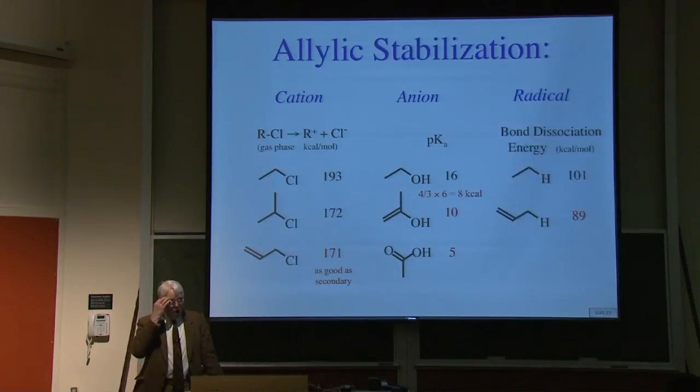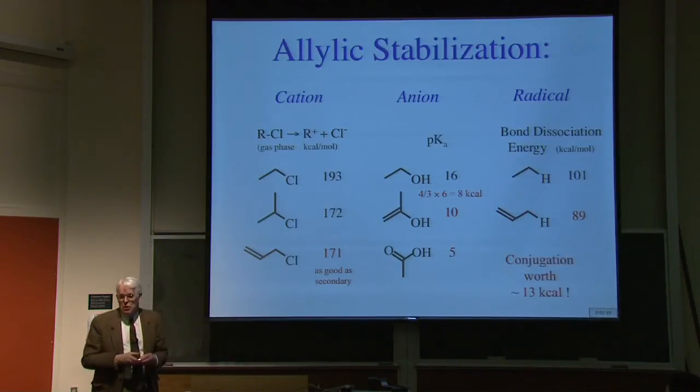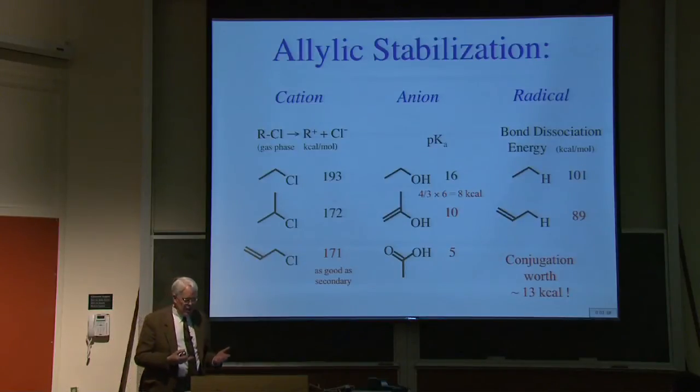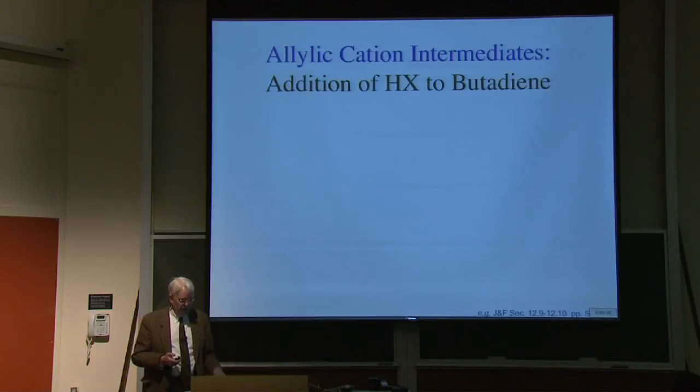Okay, or free radicals. If you look at the bond dissociation energy of a normal CH bond, 101, but if you make a double bond next door so that this is allylic, it's 89. It's stabilized by about 13 kilocalories per mole. So there's stabilization of these reactive intermediates when they're allylic, okay?